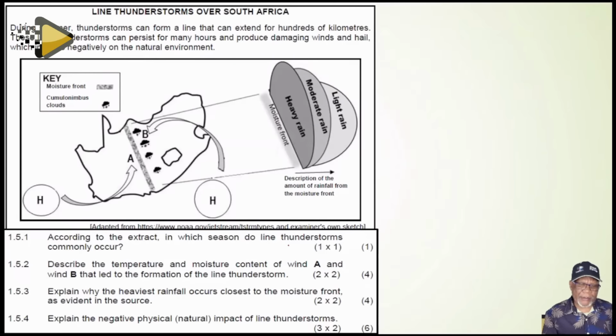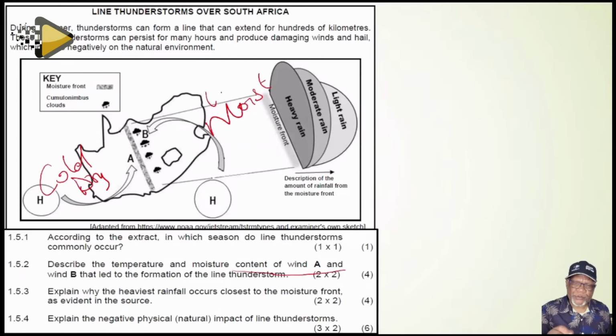Now, describe the temperature and moisture content. This one is cold and dry. This one is warm and moist. Because it's warm, there's going to be more evaporation. That's why it gets moist. This one is cold. Because it's cold, there's going to be less evaporation. That is why it is going to be dry. So those are the characteristics.